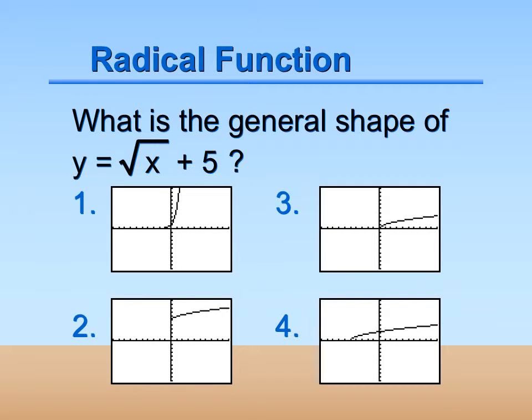All right, let's try this one, the square root of x plus 5. So remember, if you're adding something on the outside of the square root, that's going to move it up and down. So plus 5 means it's going to move up 5, which is number 2.